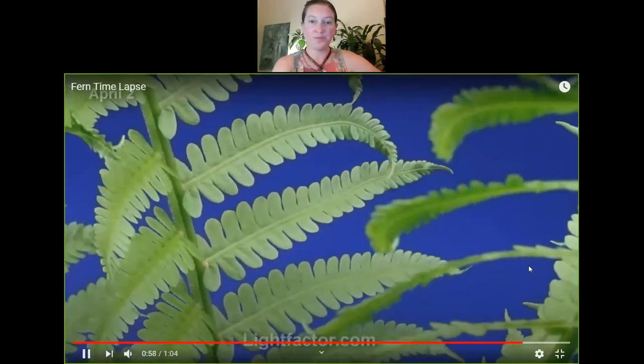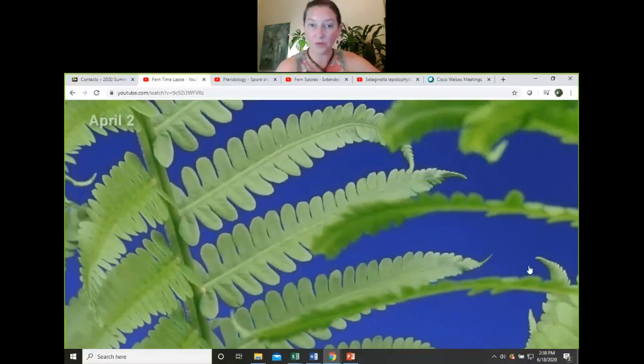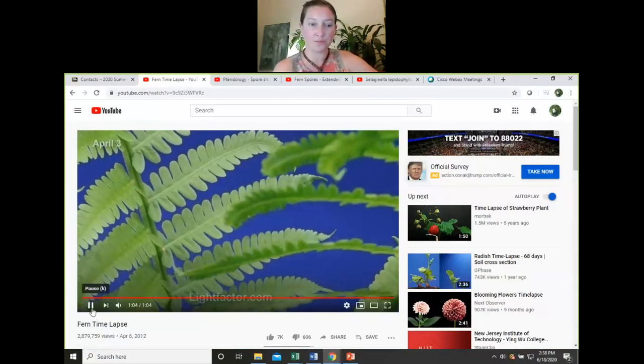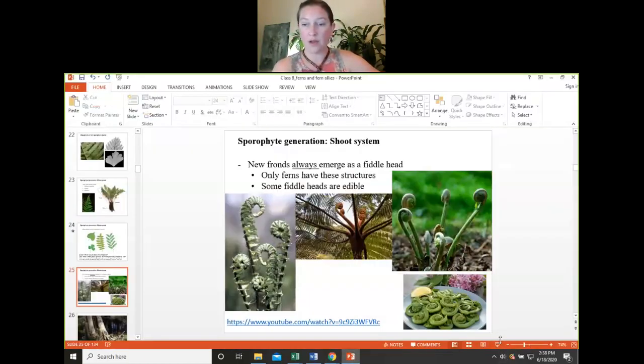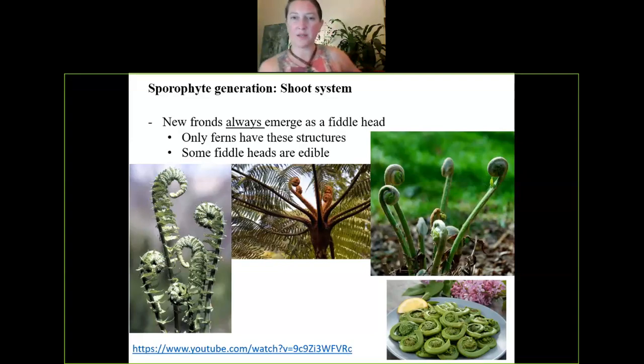Super cool. So anytime you see fiddleheads, you know without a doubt that you are encountering a fern. And I don't know if I said this before I went to the video, but some fiddleheads are actually edible. So sometimes you might go to a grocery store and see fiddleheads for sale in the vegetable section.